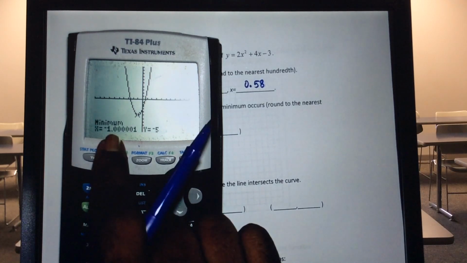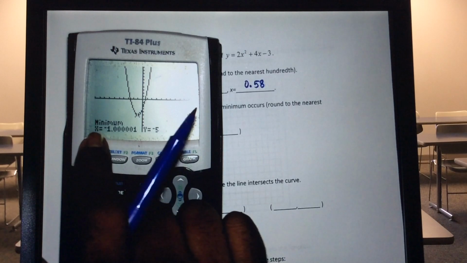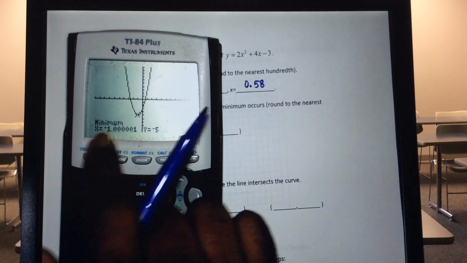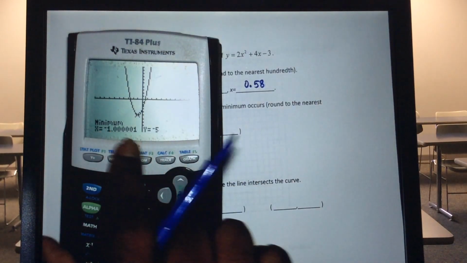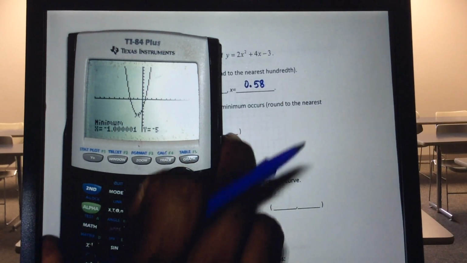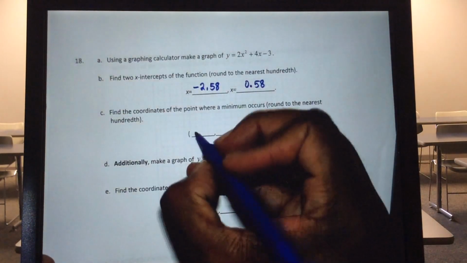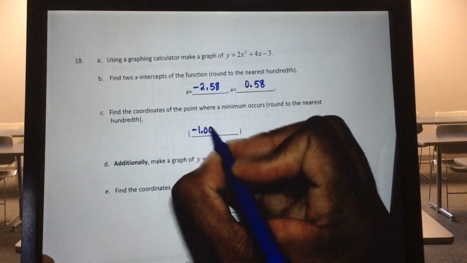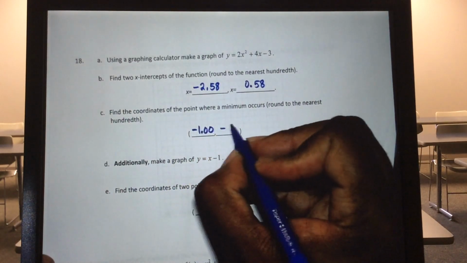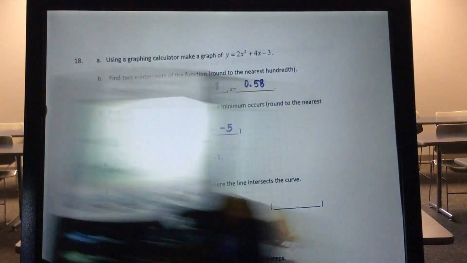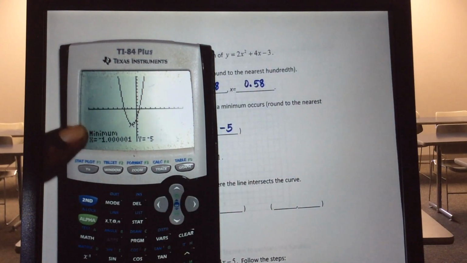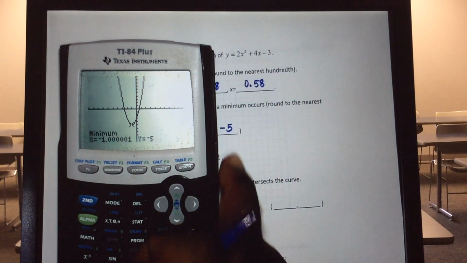This will be your minimum. And in this case, that x, I'm going to say that two decimal places, negative 1.00, and the y is negative 5. For the minimum, you must write down both the x and the y coordinates here. Negative 1.00, negative 5.